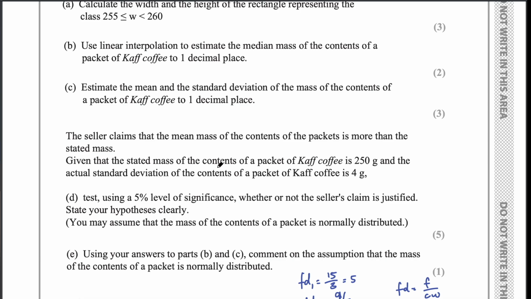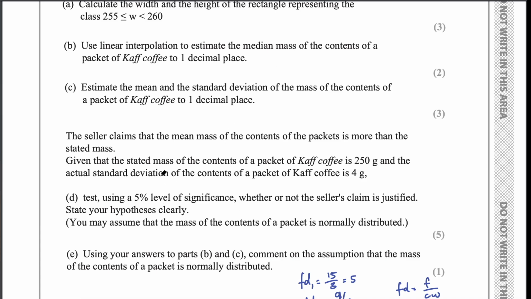An important point here is that, and I apologize for that drilling sound in the background if you can hear that. Sorry about that. But an important point here is that we're testing for the means of the contents of the packets. So we're actually doing a normal distribution of means of the weights of the packets.